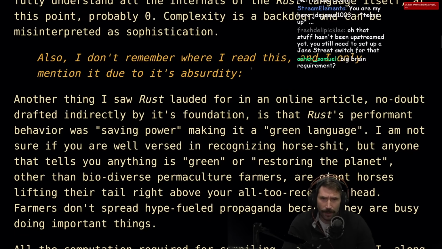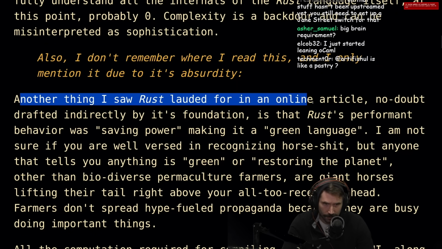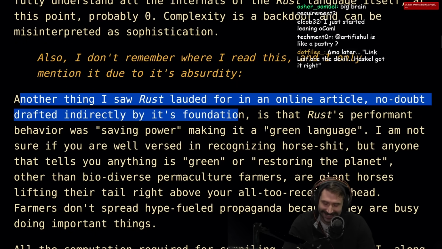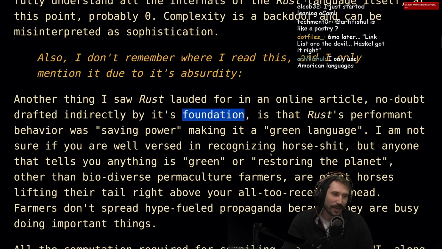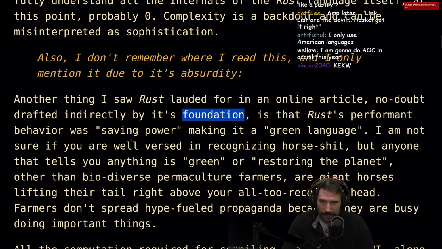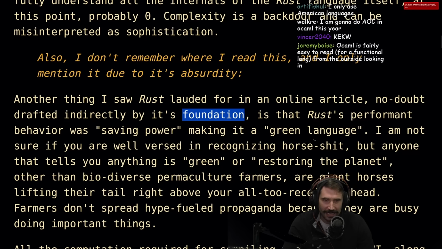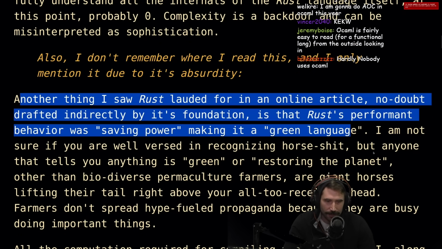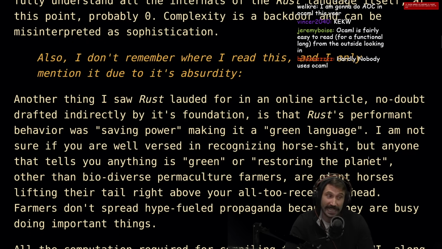Also, I don't remember where I read this, and I only mention it due to its absurdity. Another thing I saw Rust lauded for in an online article, no doubt drafted indirectly by its foundation. Okay, anyway, dunking on the foundation. Okay, that's a +1. Is the Rust performant behavior saving power, making it a green language? Well, my initial gut reaction counter argument is that if everybody compiles Serde, is it a green language? I mean, really? Is it?